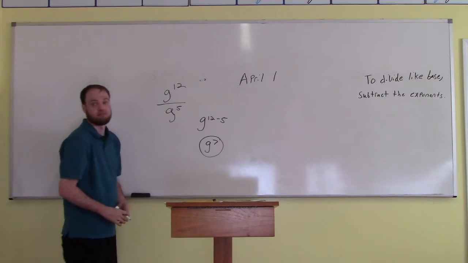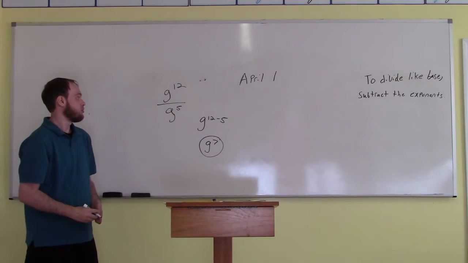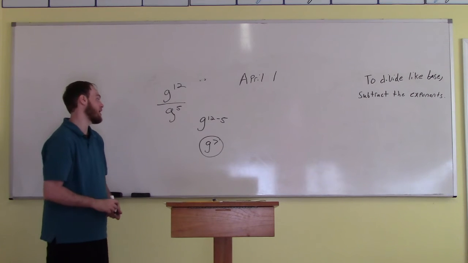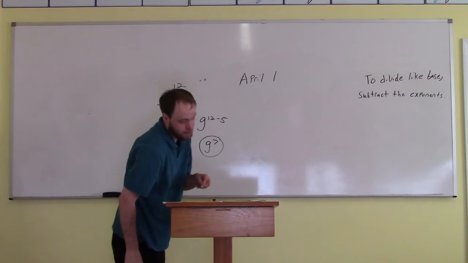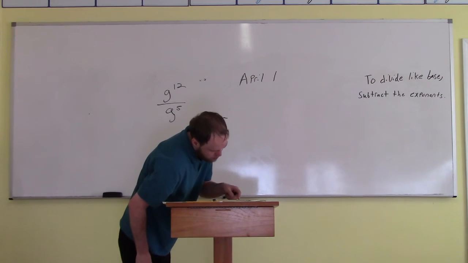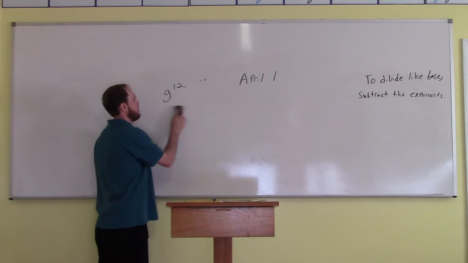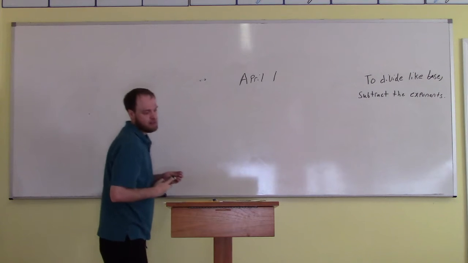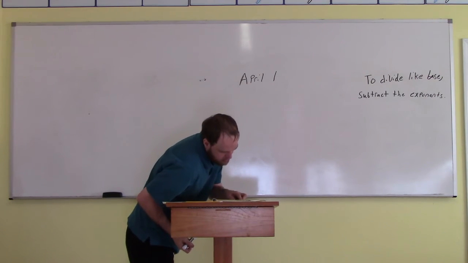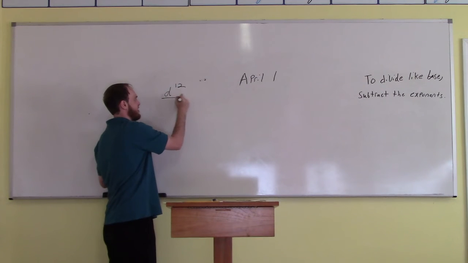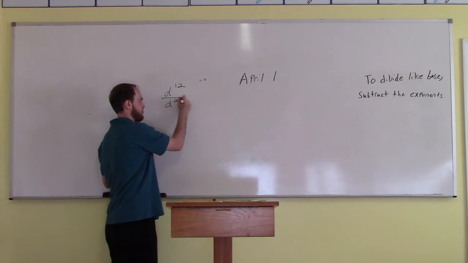And that's our answer. So that's really all we're going to have to do. Just subtract the exponents whenever we're dividing. And so if you look at 25, 25 says d to the 12th over d to the 20th.